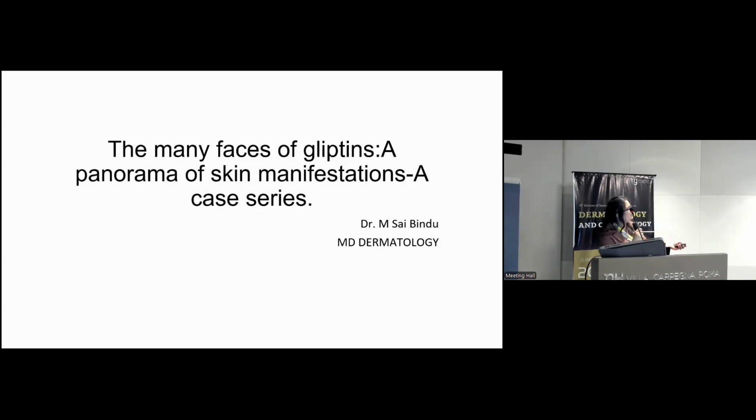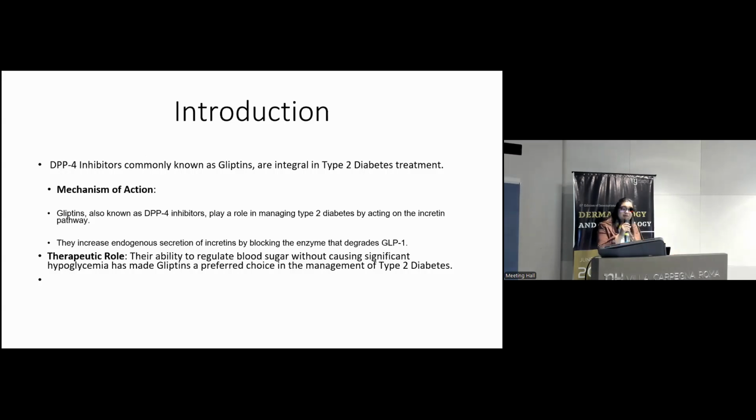So this is my topic. The many phases of gliptins, a panorama of skin manifestations, a case series. Dipeptidyl peptidase 4 inhibitors, commonly known as gliptins, are integral in type 2 diabetes treatment. The mechanism of action is they increase the endogenous secretion of incretins by blocking the enzyme that degrades glucagon-like peptide 1. The therapeutic role is their ability to regulate blood sugar without causing significant hypoglycemia, which has made gliptins a preferred choice in the management of type 2 diabetes.